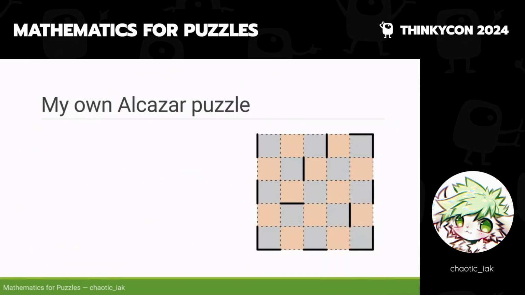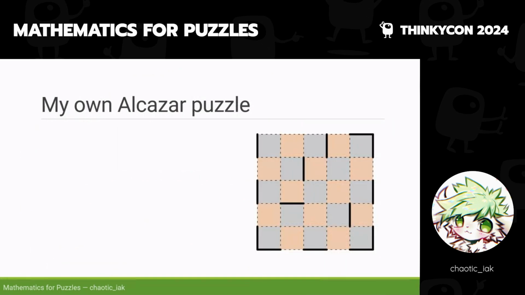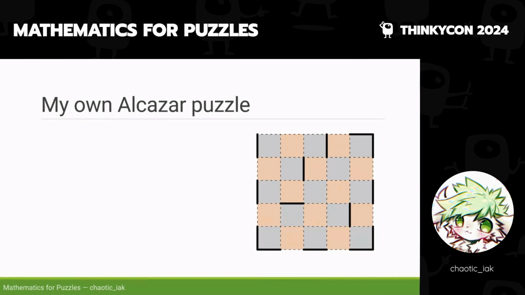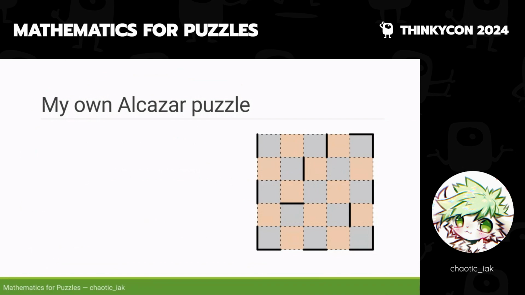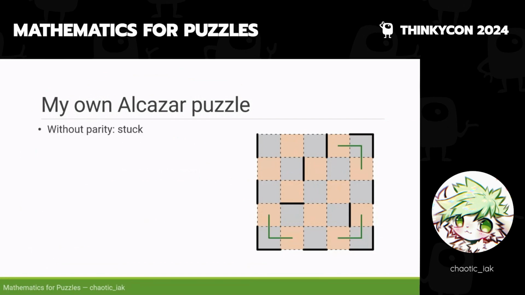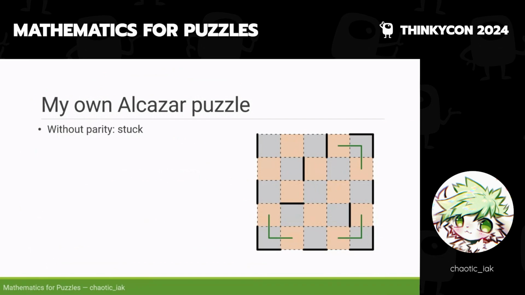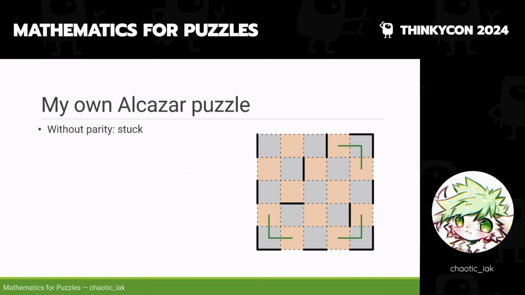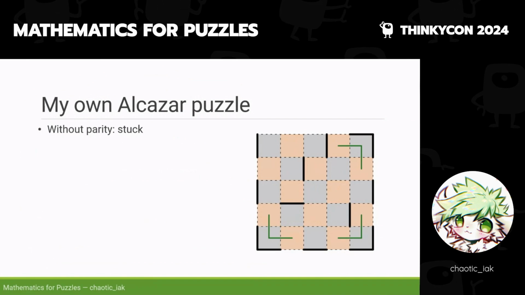Now let's talk about a puzzle that I made myself for this talk. Unfortunately, it doesn't look as good as Alcazar, but we'll make do with it. If you don't know anything about parity, this is all you can do. Draw the corners. You have to visit the corners so you can draw these lines, but without parity, this is all you can do. You are stuck.